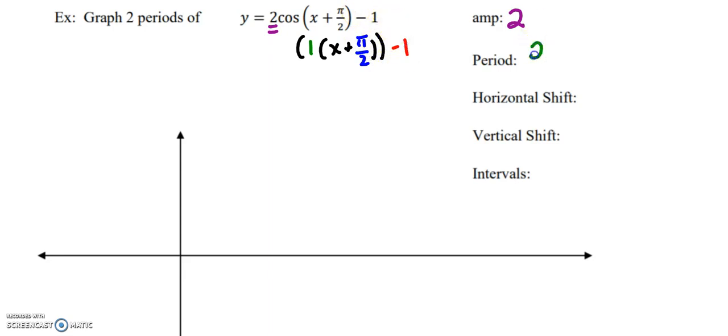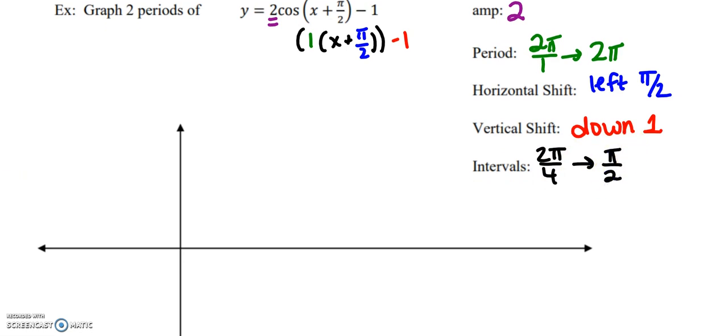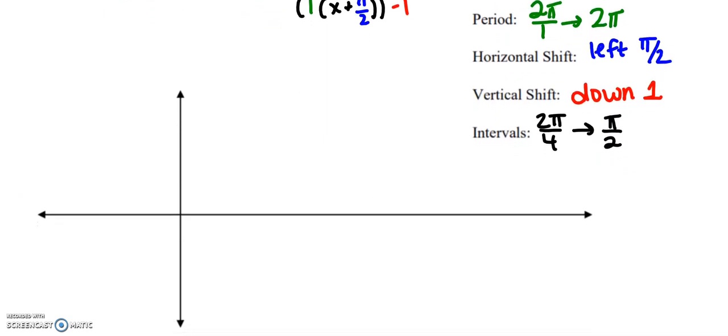So the period's still going to be 2 pi over 1, which is just 2 pi. My horizontal shift is going to be to the left, pi over 2. My vertical shift is going to be down 1. And my interval, we're going to count by 2 pi over 4, which is really just pi over 2, like we've seen before. All right, so I always start by drawing my midline.